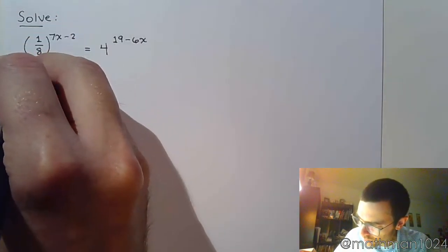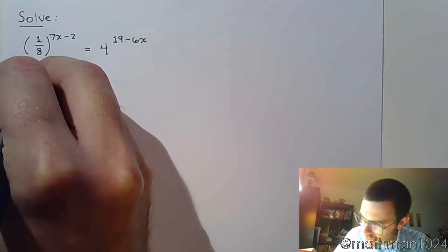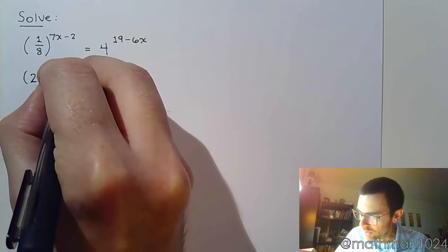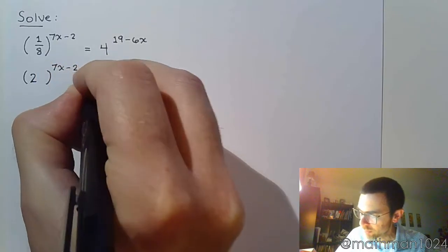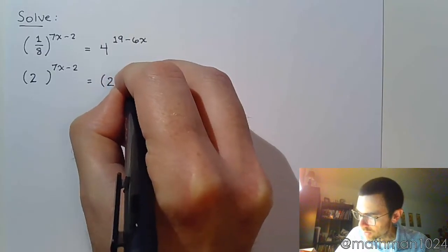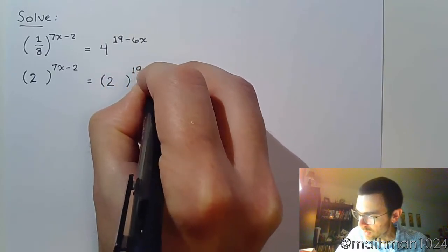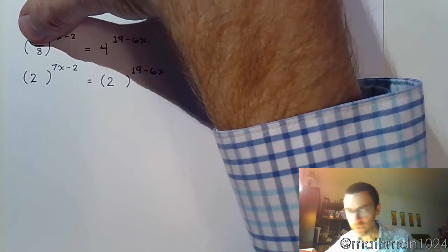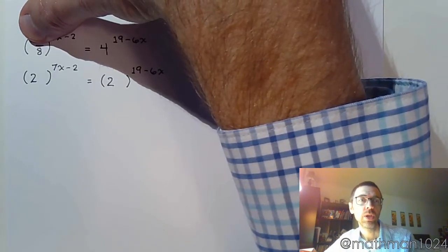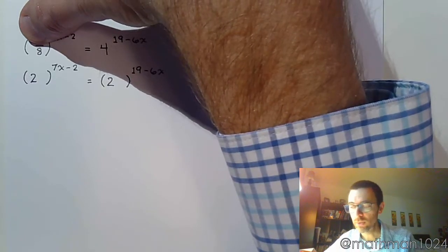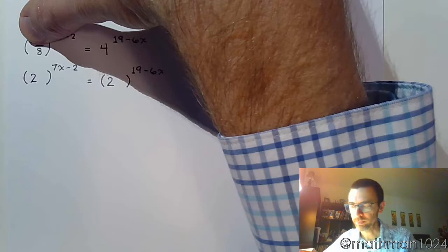So our job right now is to rewrite each of these guys to be 2 to a power. So that's going to be 2 to some power and then raised to the 7x minus 2. And 4 is going to be 2 to a power and then raised to the 19 minus 6x. Here are the tricks that we've been playing. If I look at 8, what is the power of 2 that gives me 8? Well, it's 3, right? 2 to the third is 8.